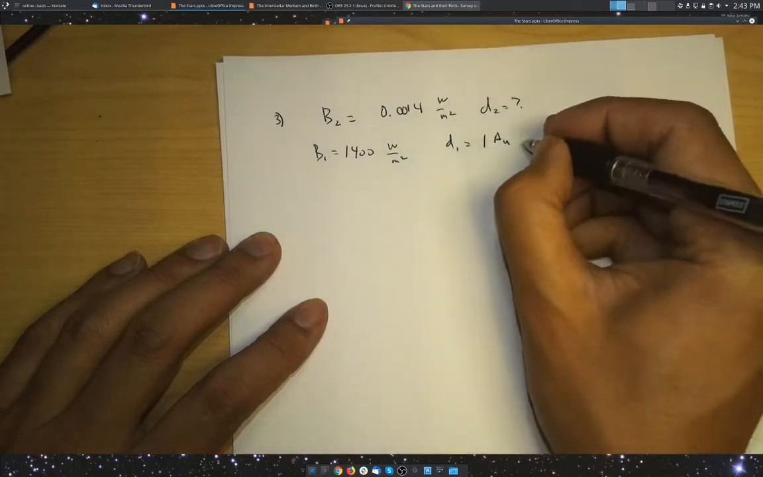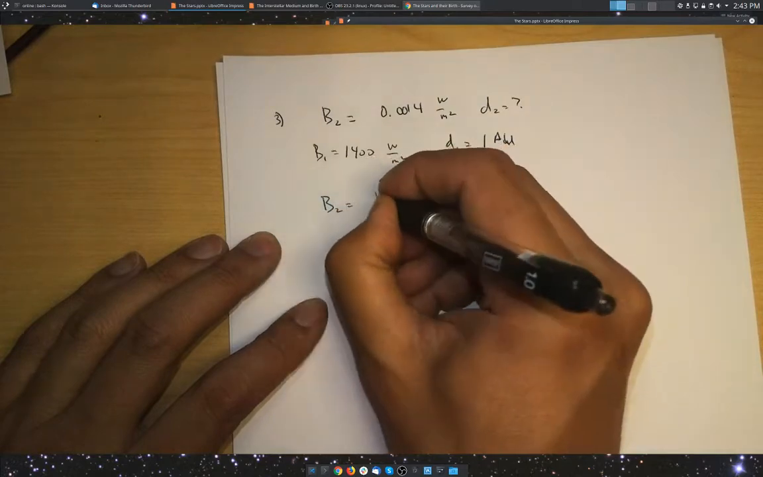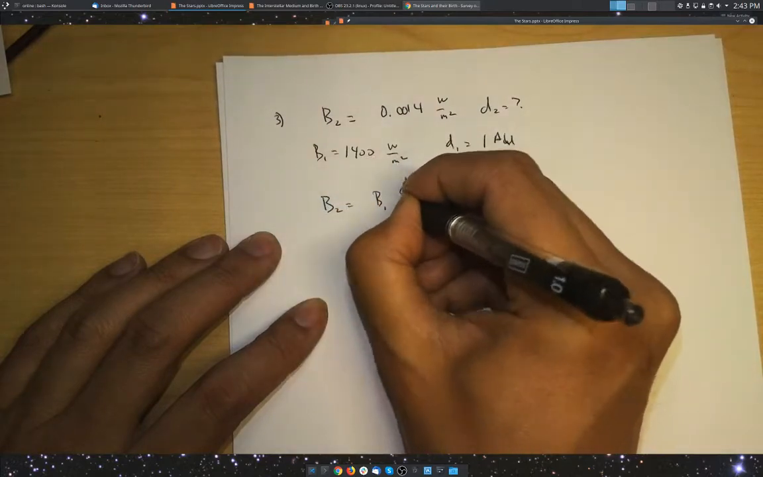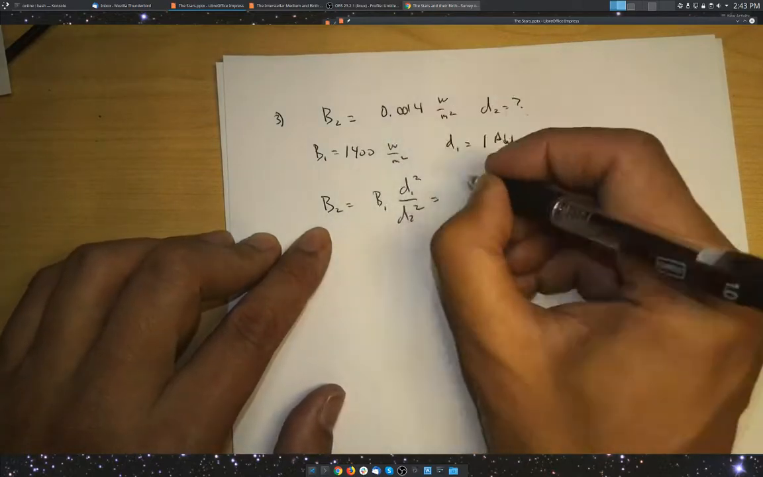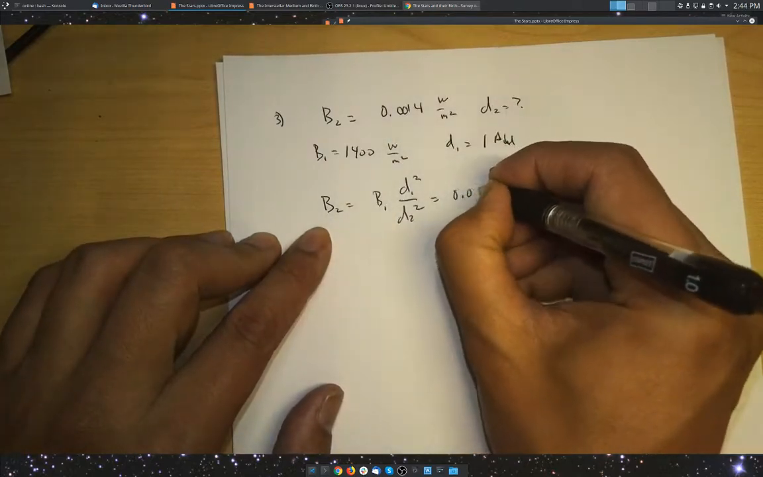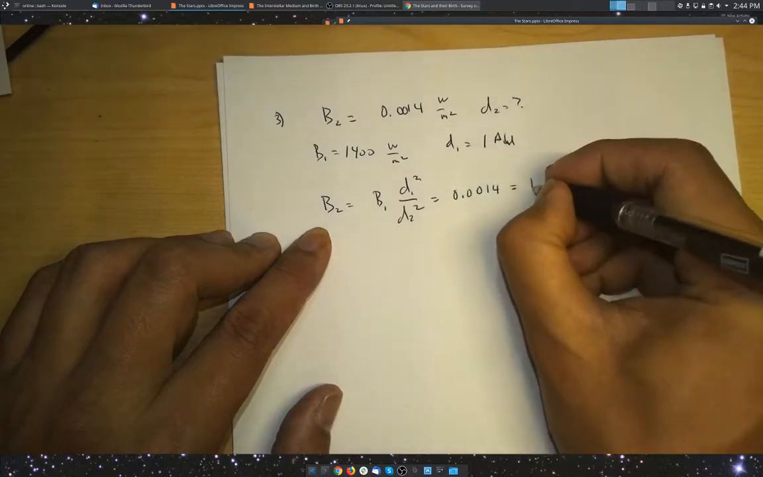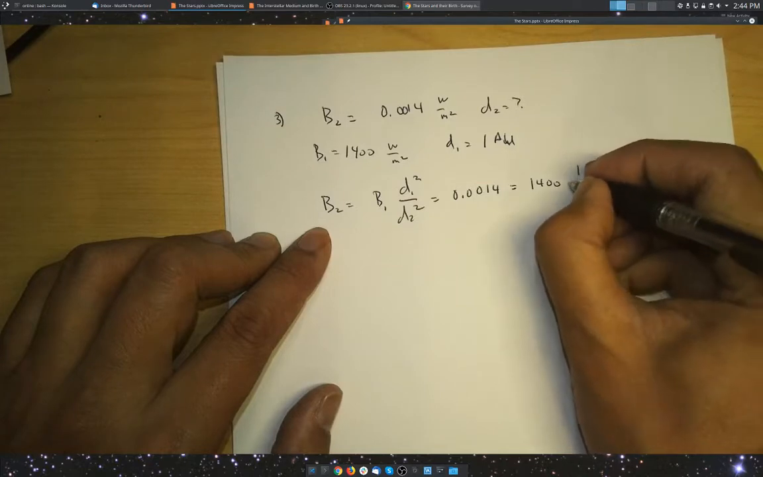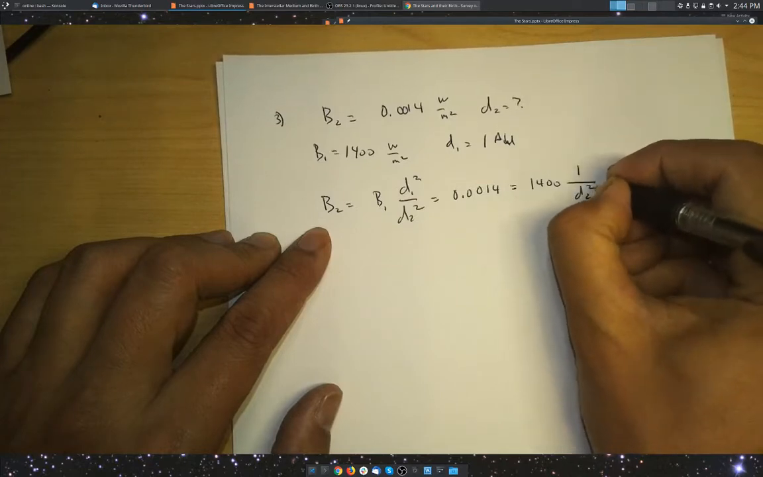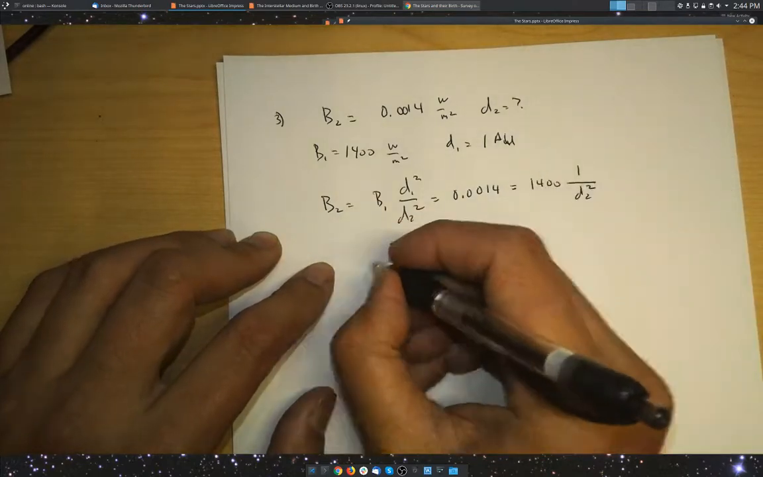All right. Okay, so let's do this last one. So B2 is equal to B1 D1 squared over D2 squared. Okay, so B2 was 0.0014, which is equal to 1400 times D1, which is 1, divided by D2, which is something I don't know yet. Okay, so at this point, it's probably best to use scientific notation.